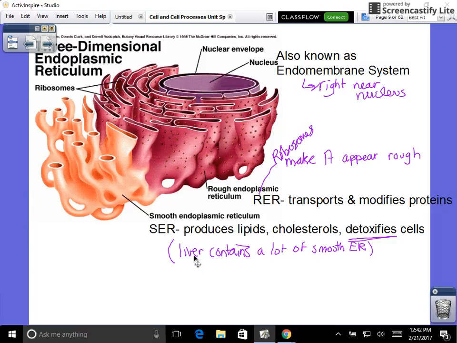Now, the smooth ER produces lipids, cholesterols, and it detoxifies cells. So it produces some things that the cell is also going to need. An example of an organ is the liver. It has a lot of smooth ER because one of the liver's jobs is to detoxify. And so those liver cells would contain a lot of smooth ER because they're going to be very busy.